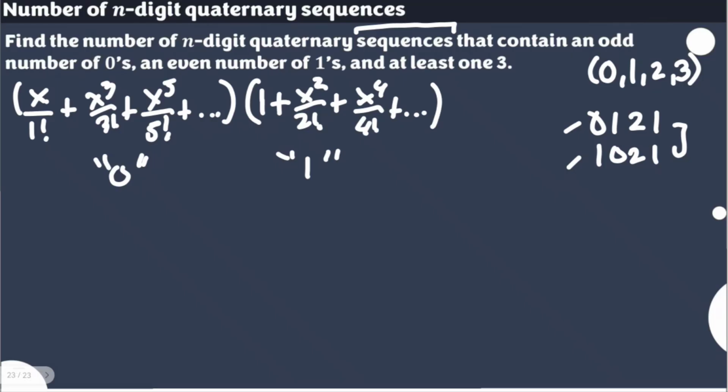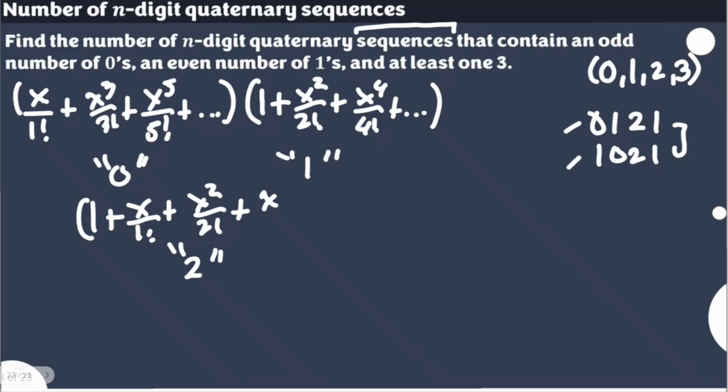Now, for digit 2, let me write it here. Digit 2 has no restriction, so we simply write all the terms: 1 plus x over 1 factorial plus x squared over 2 factorial plus x cubed over 3 factorial, and so on and so forth.